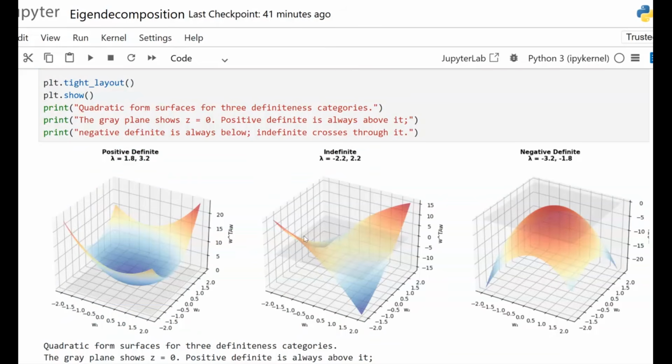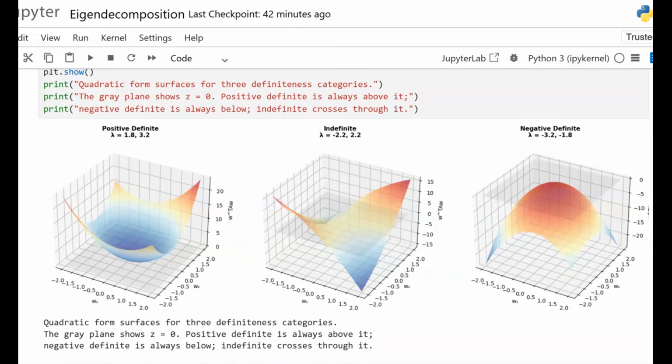So here each surface shows the value of W transpose multiplied by A multiplied by W as a function of the two-element vector W, which has W1 and W2, the whole transpose, and the gray plane marks Z equal to 0. And here, coming towards the positive definite, kindly observe the lambda values, 1.8 and 3.2. The surface forms an upward opening bowl that never touches or crosses the gray plane. No matter which direction you move in the W1 or W2 plane, the quadratic form is always positive.